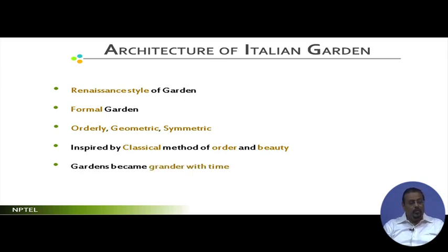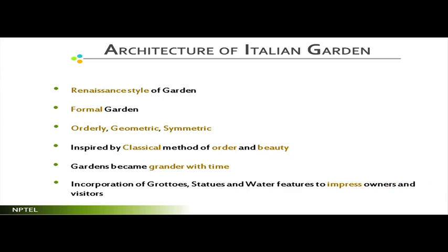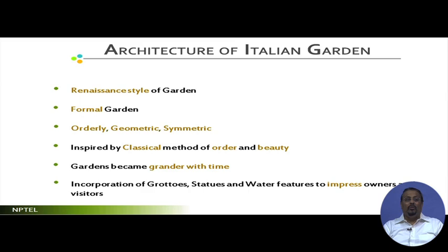The gardens became grander with time. It grew over time and it became grander and grander. The reason is very simple. If somebody has built one garden, another ruler or another king or another elite group who wanted to show their dominance created bigger, grander landscapes. So naturally, over the years, it evolved to grander scales. But there was incorporation of grottos, statues, water features, and these were essentially to impress the viewers or the owners. First the owners, of course, but also to impress the viewers.